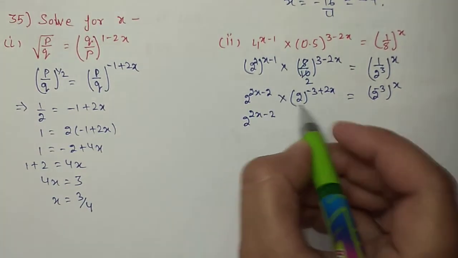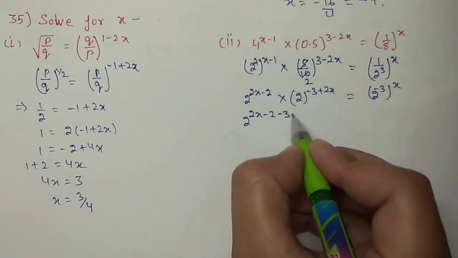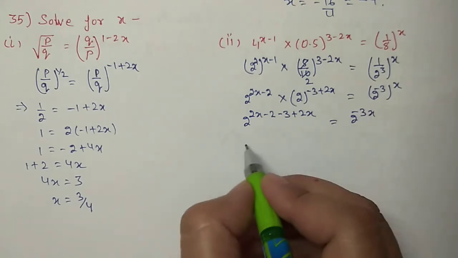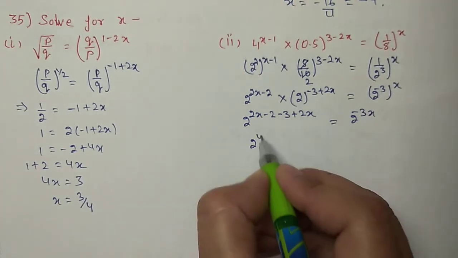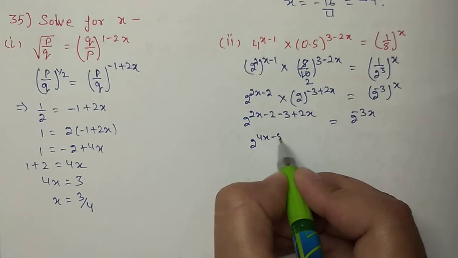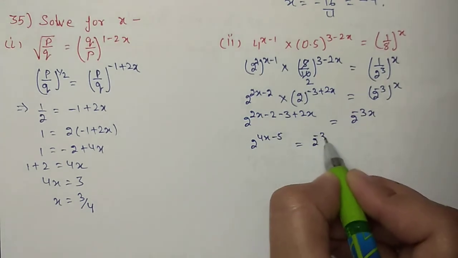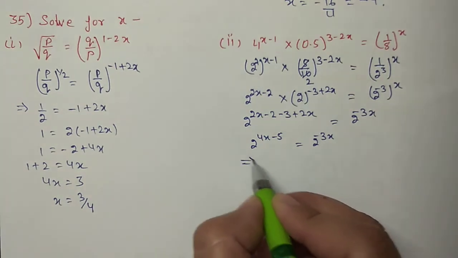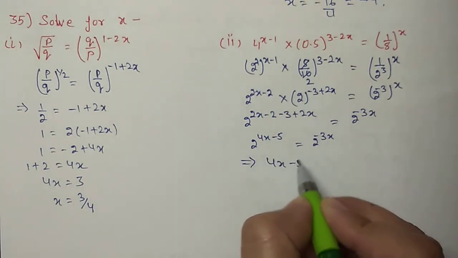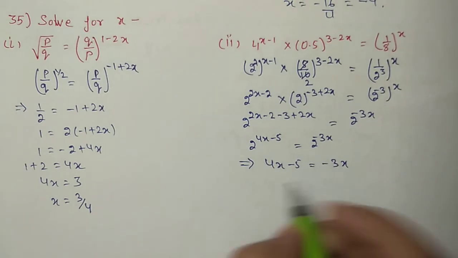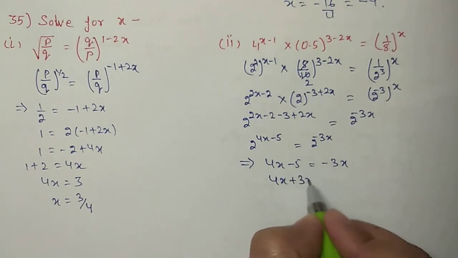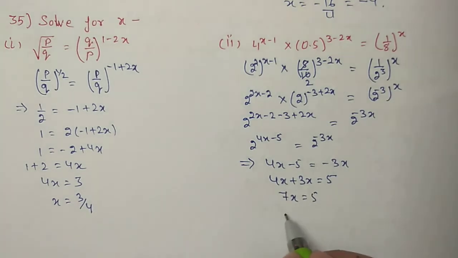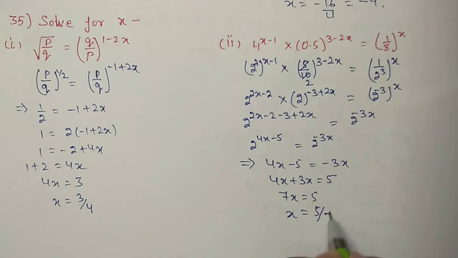Now this is in multiplication, we can take it together: minus 3 plus 2x, and this side 2 to the power minus 3x. 2x plus 2x means 4x, minus 2 minus 3 is minus 5, equal to minus 3x. So now we can compare the powers. Comparing powers, we will get 4x minus 5 is equal to minus 3x. 4x plus 3x is equal to 5, and 7x is equal to 5, so the x value will be 5 by 7.